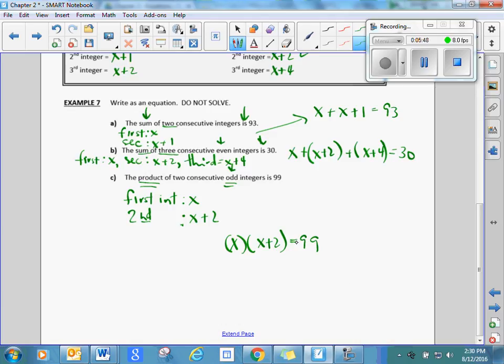So consecutive even and odd integers, and consecutive integers, period, these are some of the most commonly used math word problems on SATs, on any type of standardized test. So this is a good thing to get under your belt right away.